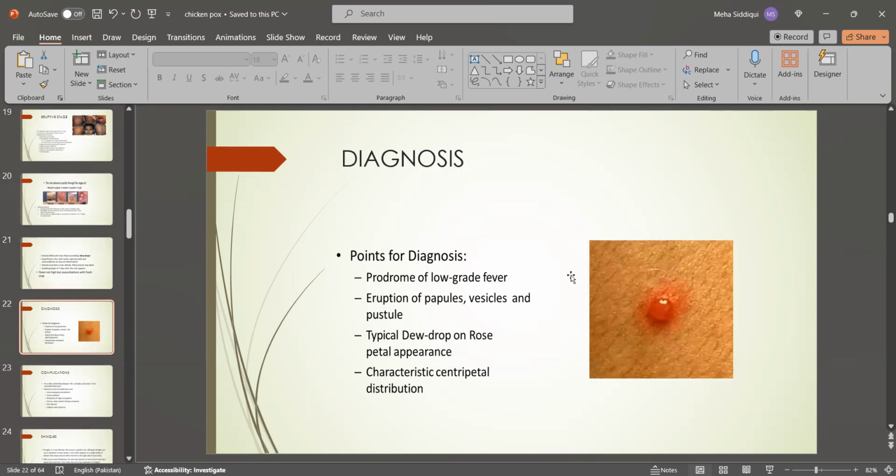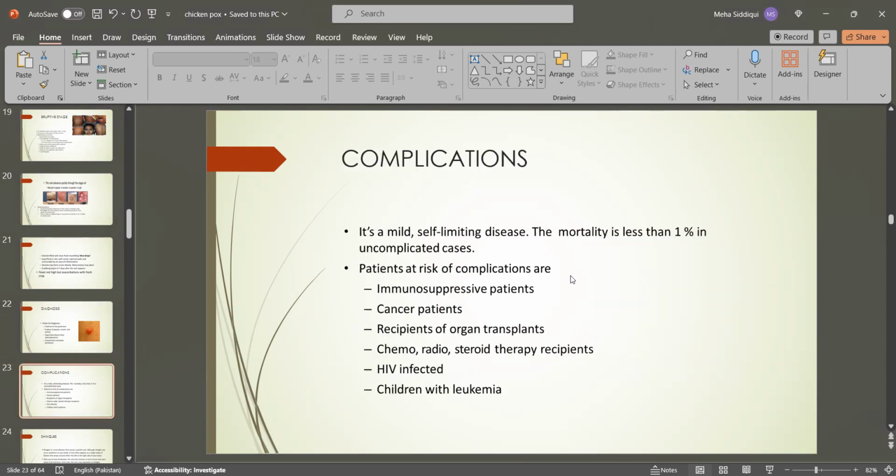Diagnosis: there is a prodrome of low-grade fever, eruption of papules, vesicles and pustules, typical dewdrop or rose petal appearance, and characteristic centripetal distribution. Complications: it's a mild, self-limiting disease. The mortality rate is less than 1% in uncomplicated cases. However, there are a few high-risk groups like immunosuppressed patients: cancer patients, recipients of organ transplants, chemo, radio and steroid therapy recipients, and HIV infected children with leukemia.